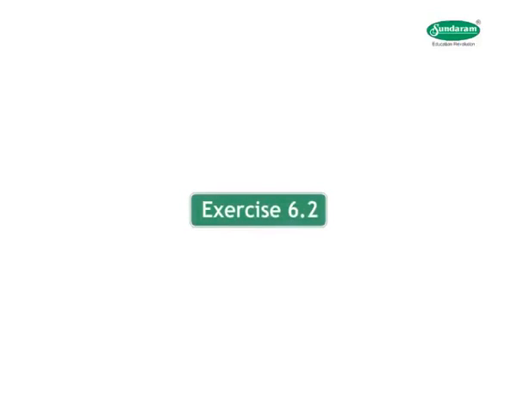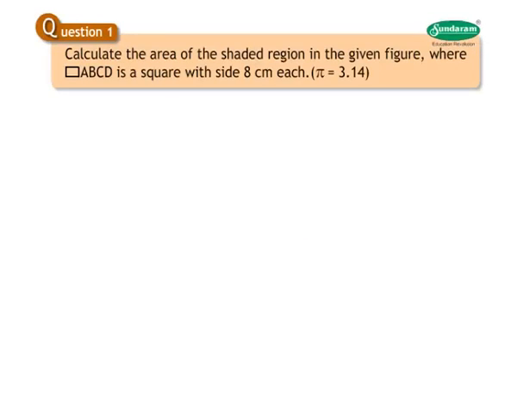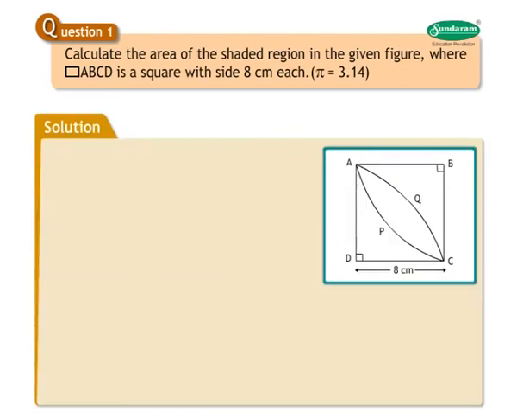Let us solve exercise 6.2. Question 1. Calculate the area of the shaded region in the given figure, where quadrilateral ABCD is a square with side 8 cm each. Pi is equal to 3.14. Solution. Look at the figure.